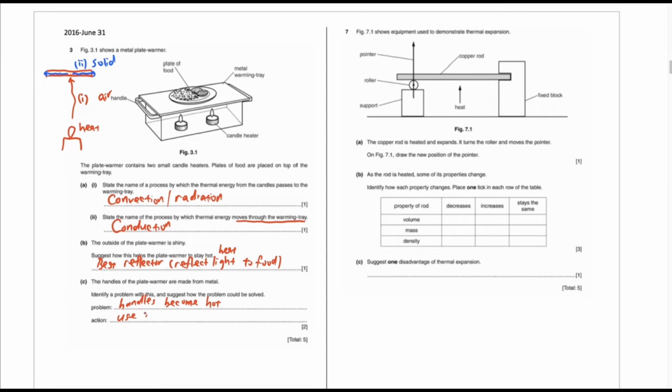Insulate the, like cover the... Yeah, like plastic. With plastic. And you can cover it with plastic, or you just don't use a metal handle, use a plastic handle straight away. So it overcomes the problem.